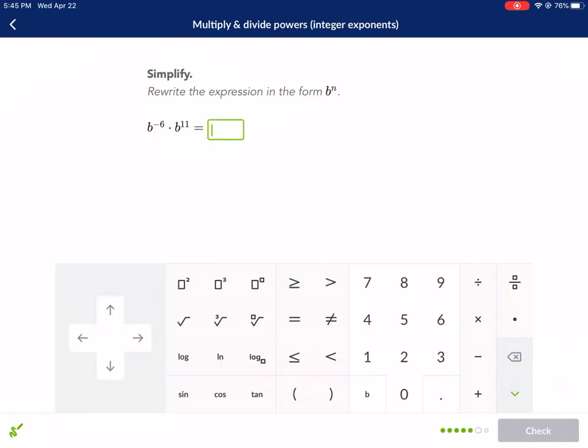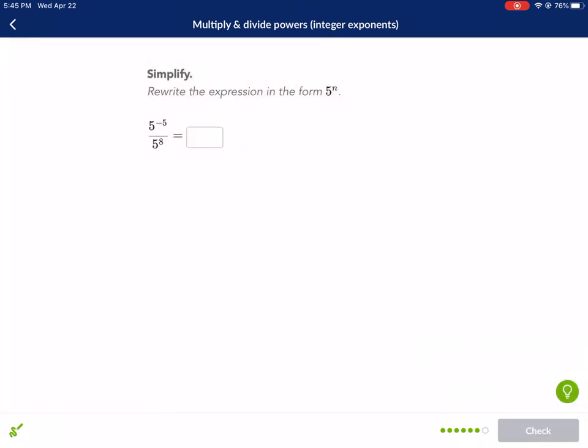Might as well finish. Okay, negative 6, it's multiplication of like bases, so we're going to add exponents. So it's going to become b to the 5th power. Check it. Doing great.